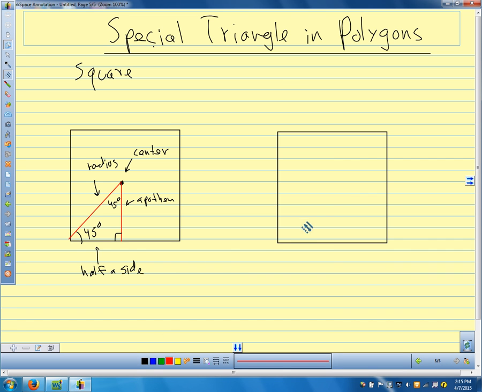And I can also, a lot of times it's easier just to divide the square in half. That's how we came up with our 45, 45, 90 rules. That's also a 45, 45, 90 triangle. So inside a square we have 45, 45, 90 triangles.